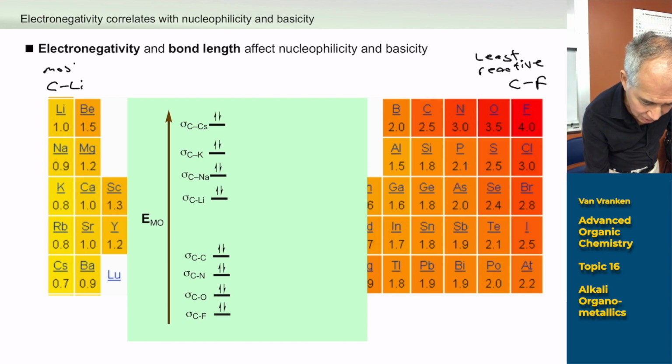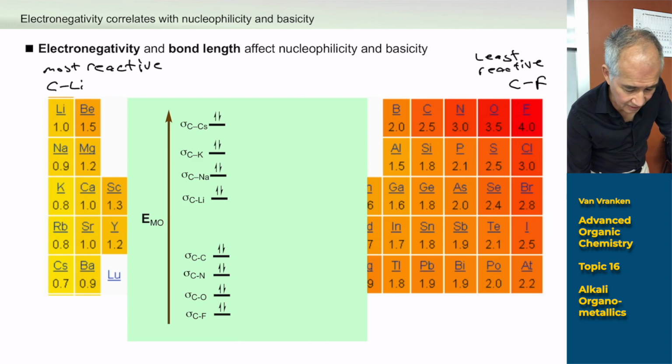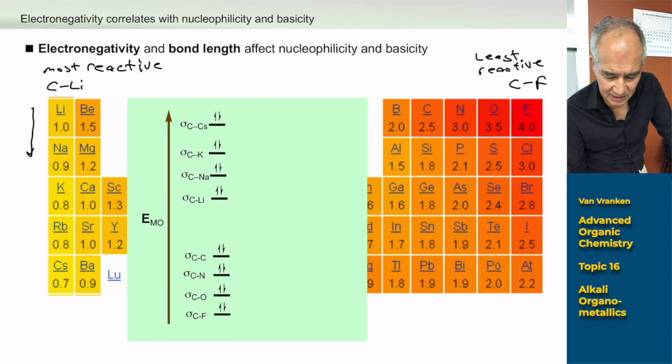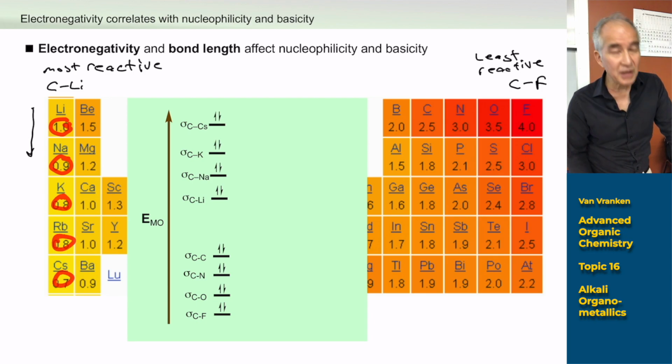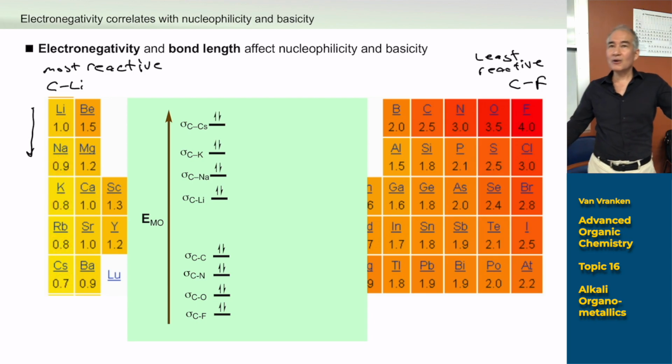I'm going to write most reactive, but I'll put a question mark there because we've stayed in one row right now. What happens if we go to longer bonds? Notice what's happening to the electronegativity if I stay in that alkali metal row. They all have electronegativities of about 1, right? They're not changing from 1 to 4. They're all pretty close to 1. The electronegativity is not really changing. It's the bond length that's changing.